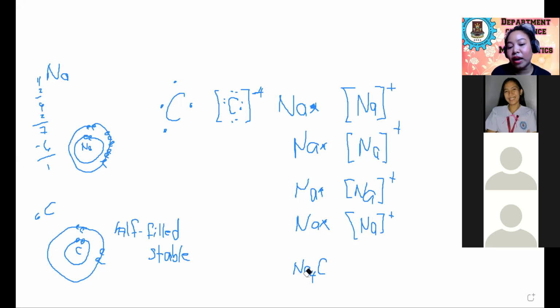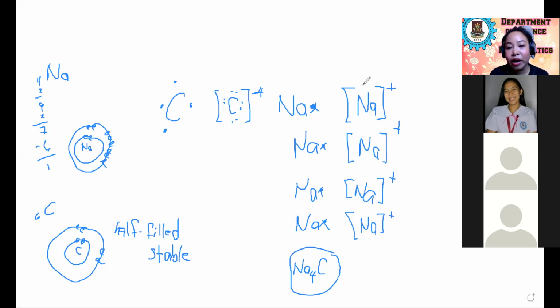So we have Na4C. So mao na siya ang iyahang chemical symbol. So we have a compound. So since sodium transfers the electron to carbon, therefore there is what we call ionic bond.